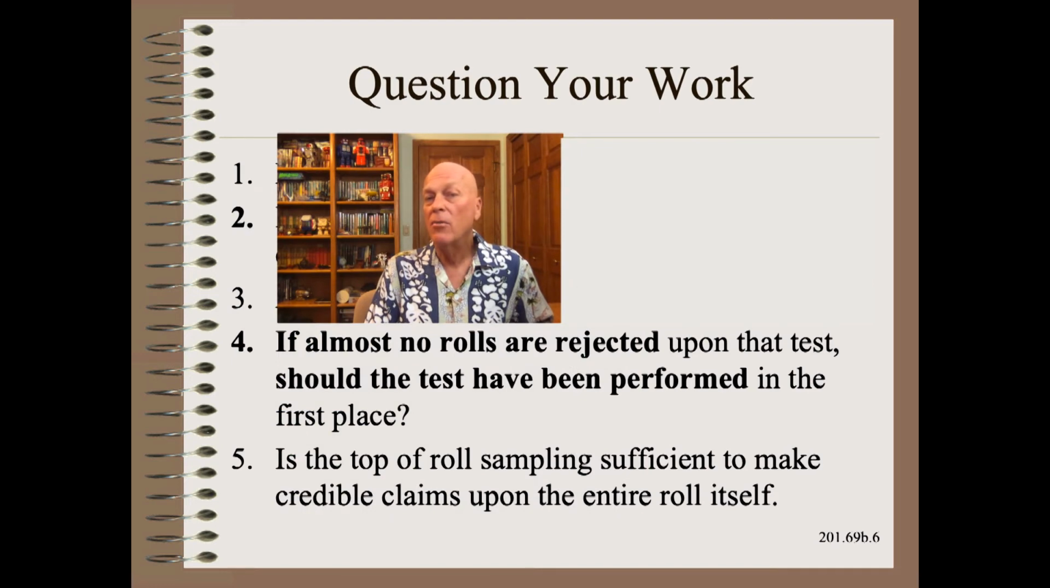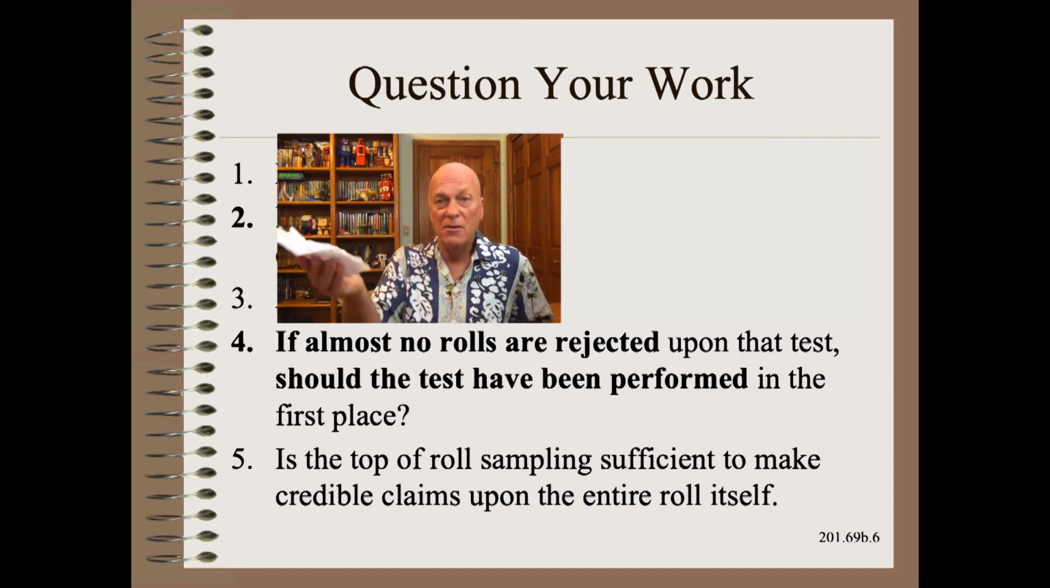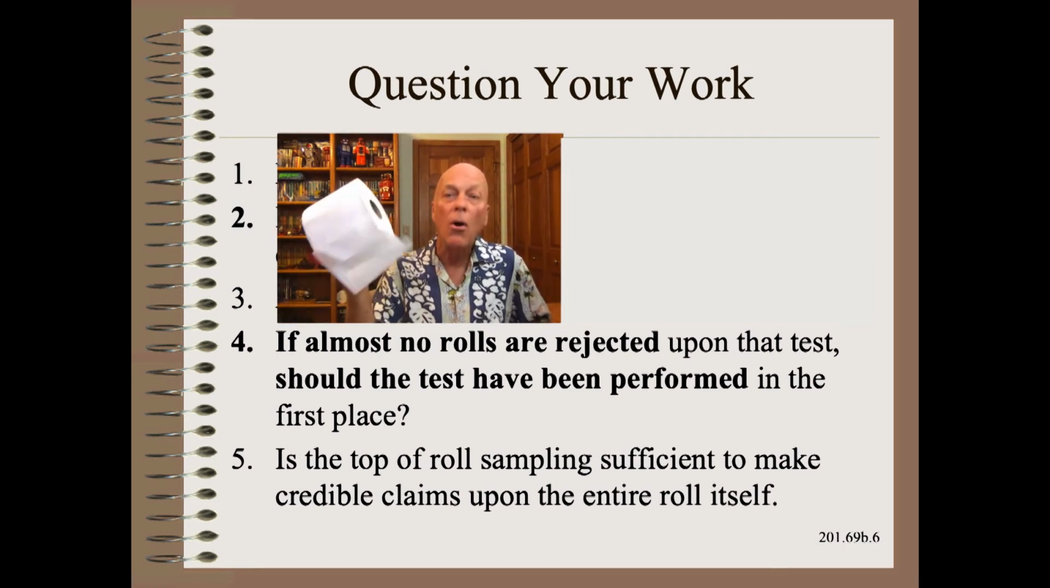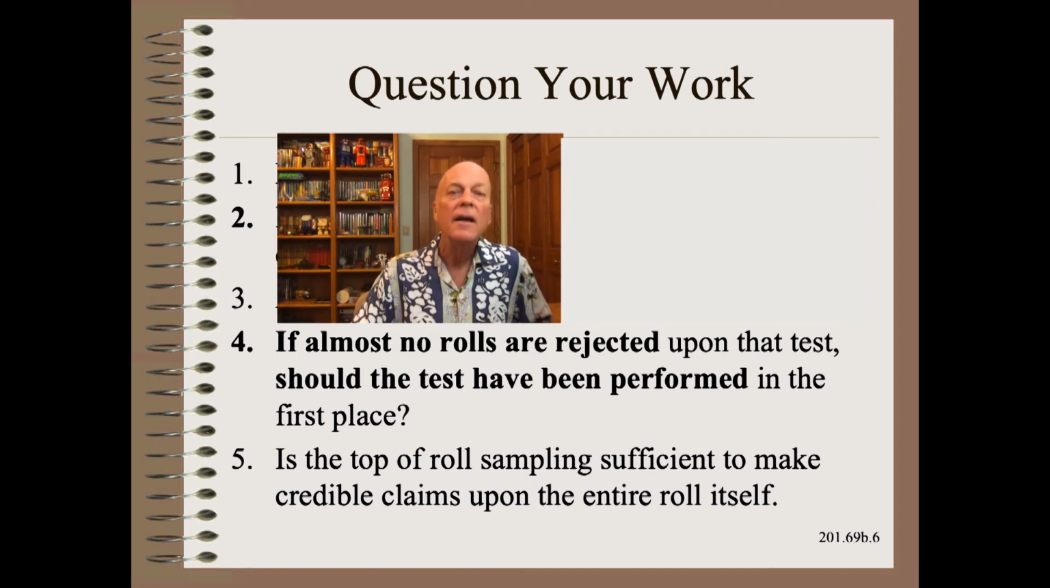If we test every roll and almost none is out of spec, is the rejection specification useful? This is an economic and statistical question that has an answer. Do your homework. Finally, is the half dozen samples you take from the top of the roll sufficient to make credible claims upon the roll itself? Here, Paul Frost can guide you.